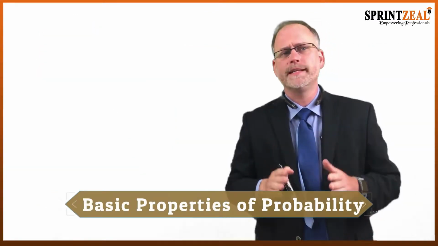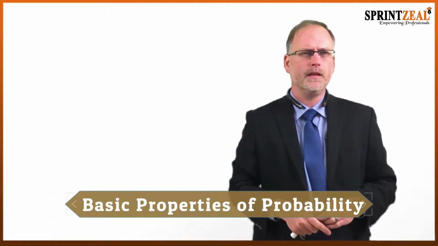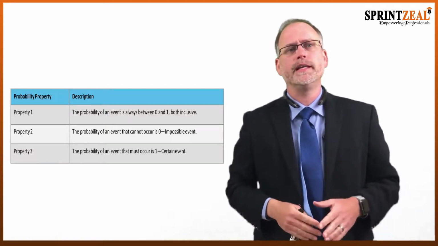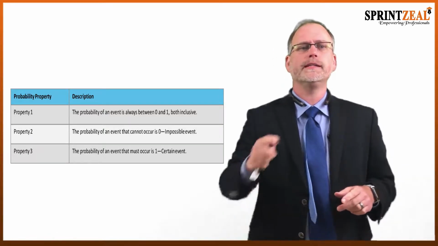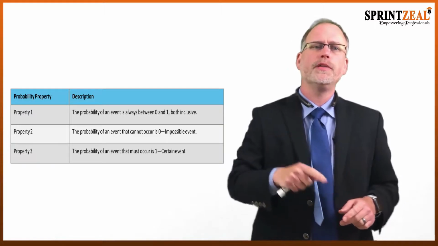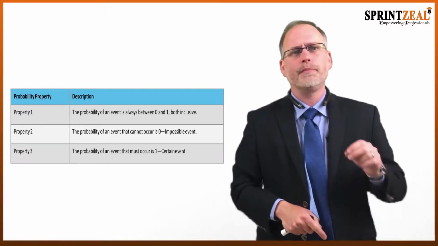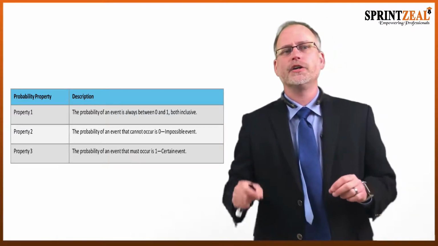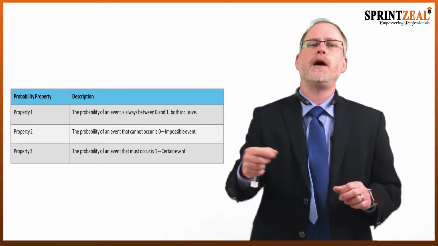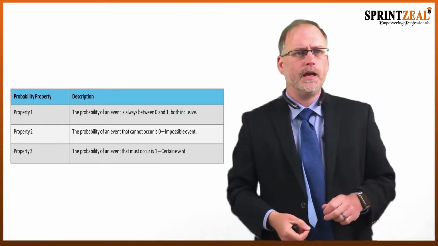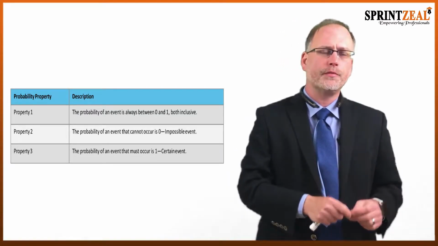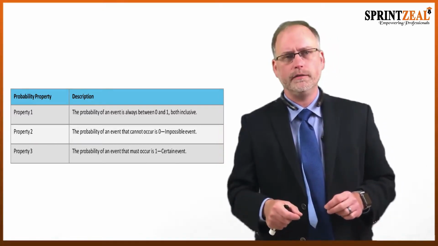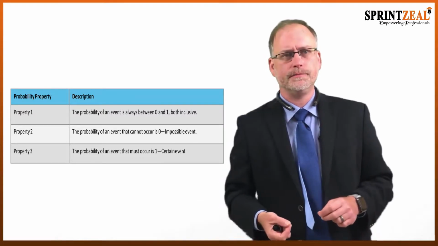There are some basic properties of probability. Property 1: the probability of an event is always between 0 and 1, both inclusive. Property 2: the probability of an event that cannot occur is 0, so it's an impossible event. Property 3: the probability of an event that must occur is 1, so it's a certain event.